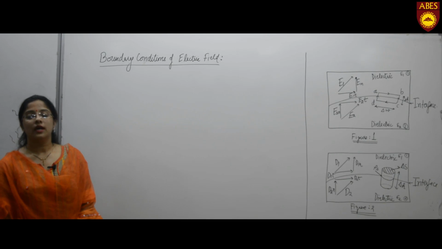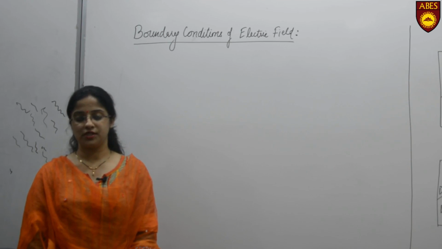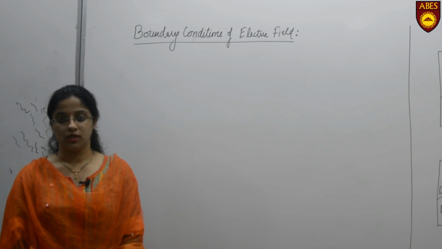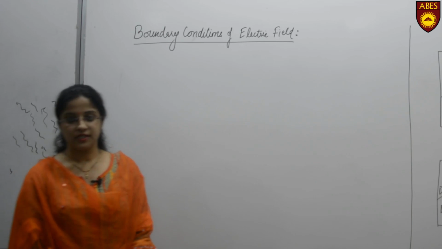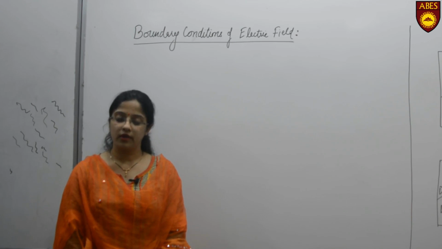Today I am going to discuss the boundary conditions of the electric field. As we all know, an electrostatic field can exist in a homogeneous medium, but it can also exist in a region consisting of two different mediums. The conditions that are satisfied at the interface separating the two mediums are called boundary conditions.